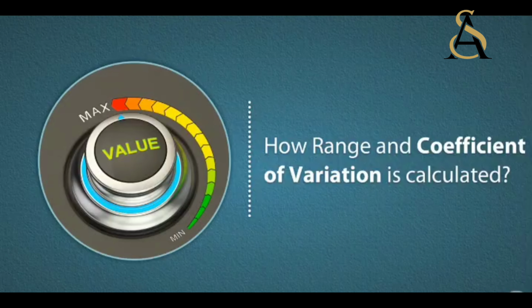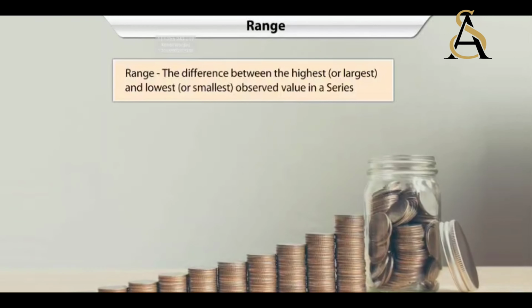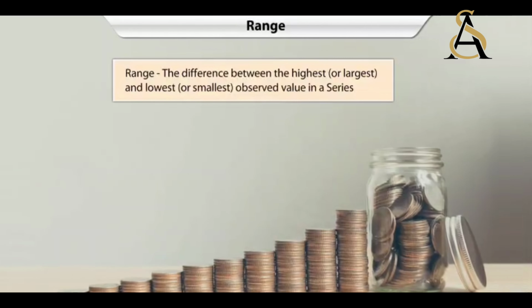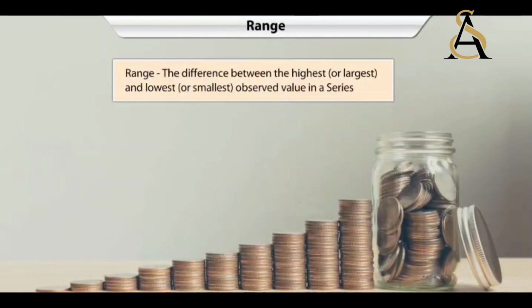How range and coefficient of variation is calculated? Range is defined as the difference between the highest or largest and lowest or smallest observed value in a series.